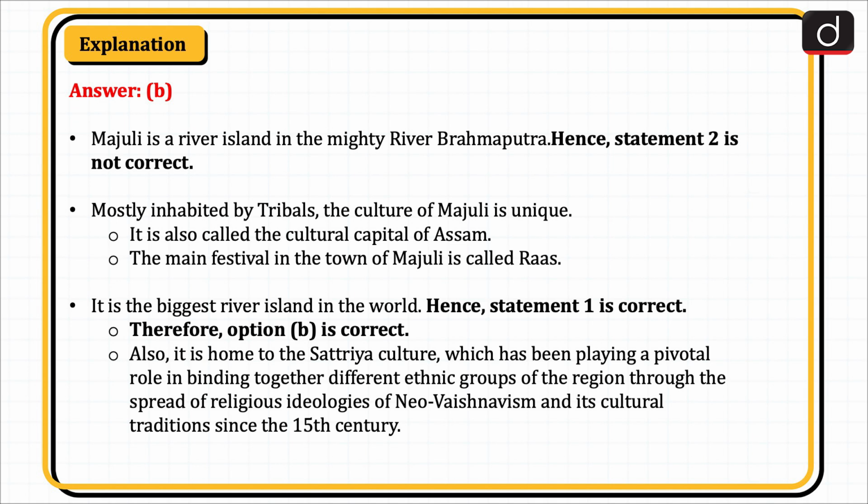Mostly inhabited by tribals, the culture of Majuli is unique. It is also called the cultural capital of Assam. The main festival in the town of Majuli is called Ras. It is the biggest river island in the world, hence statement 1 is correct. Therefore, option B is correct.